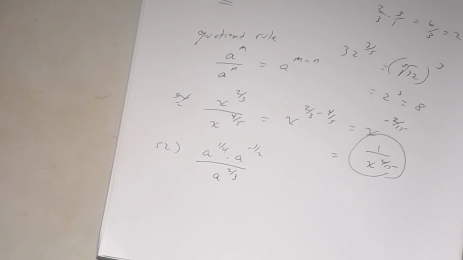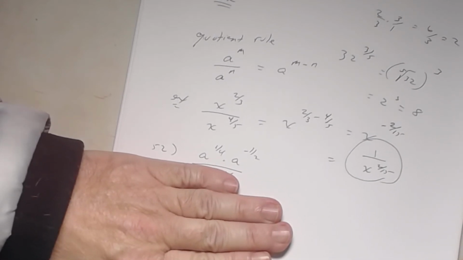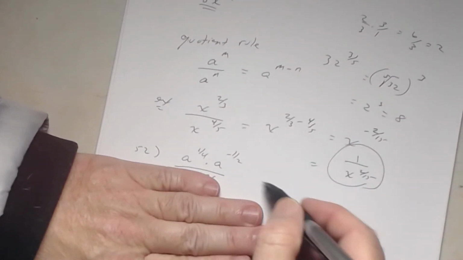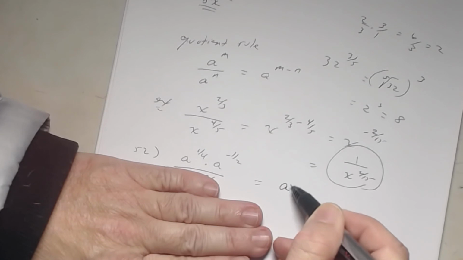Take care of the top. Okay, deal with the numerator first. That's what I would do first. So in the numerator, if I cover the denominator up, what rule are you using? Product rule. The product rule says that when you multiply like bases, you add those exponents.